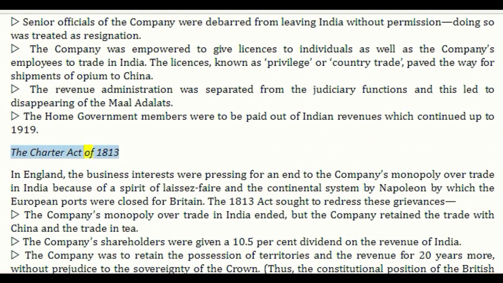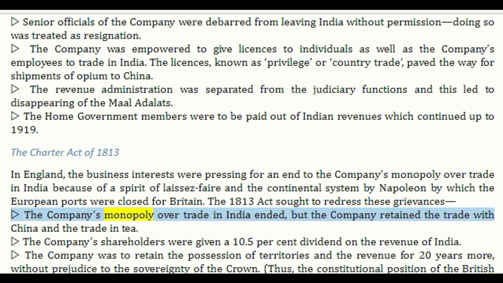The Charter Act of 1813. In England, the business interests were pressing for an end to the company's monopoly over trade in India because of a spirit of laissez-faire and the Continental System by Napoleon, by which the European ports were closed for Britain. The 1813 Act sought to redress these grievances.